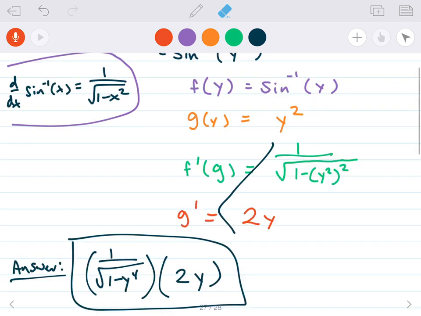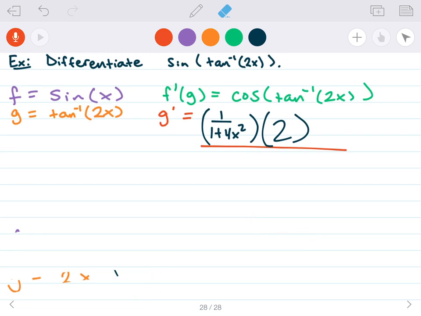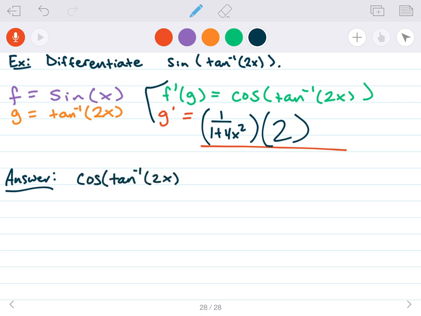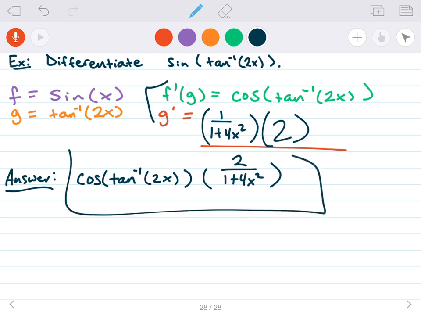So originally we wanted to use the chain rule to find the derivative of sine tan inverse of 2x. And now all we have to do is multiply these guys together according to the chain rule. So my answer is going to be cosine tan inverse of 2x times, and I'm just going to multiply the 2 in the front, or on the denominator. So that's that. And that is my answer using the chain rule.